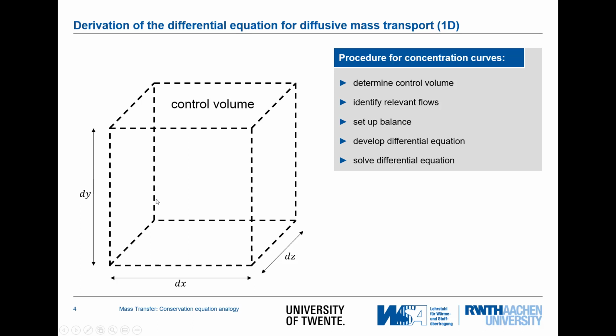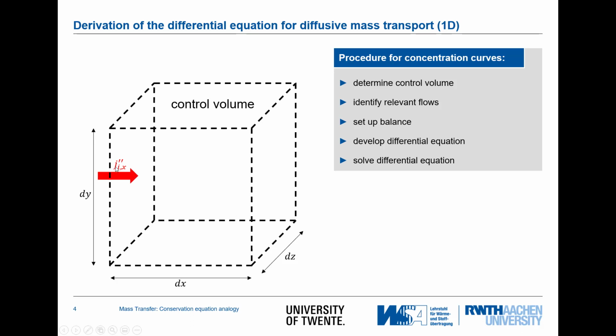We do it very simple. We have this cube here, we have a specific height dy, we have a length dx, and we have a width dz. And in this control volume we have an inflow of mass.